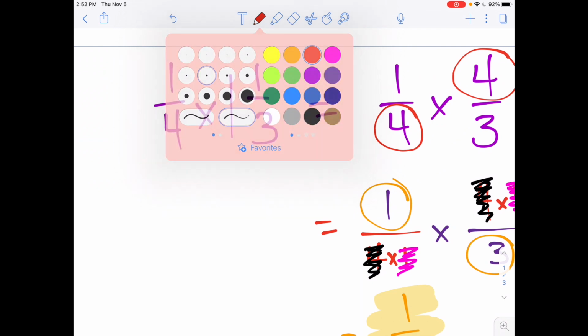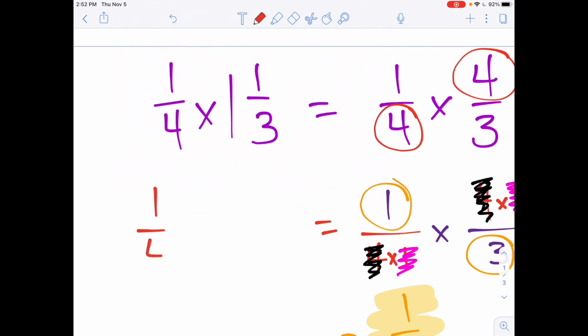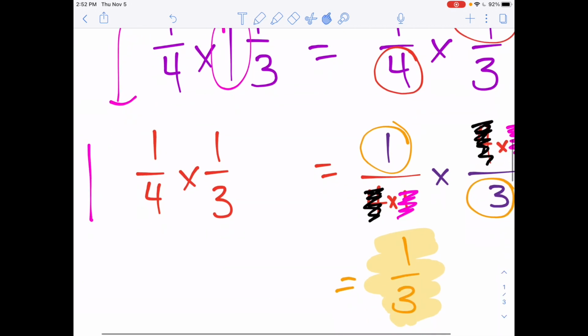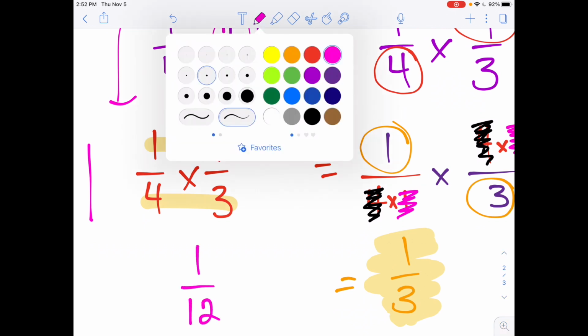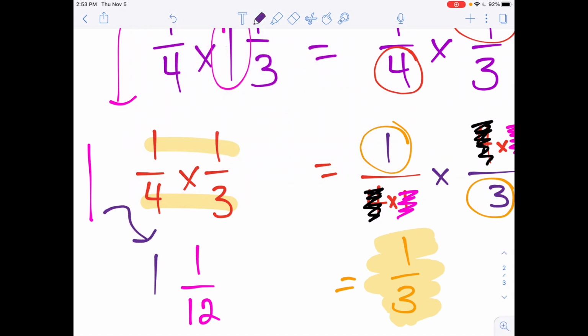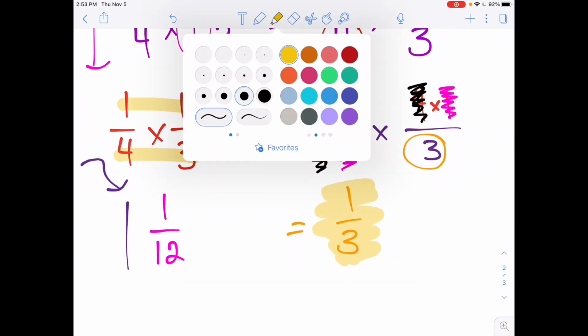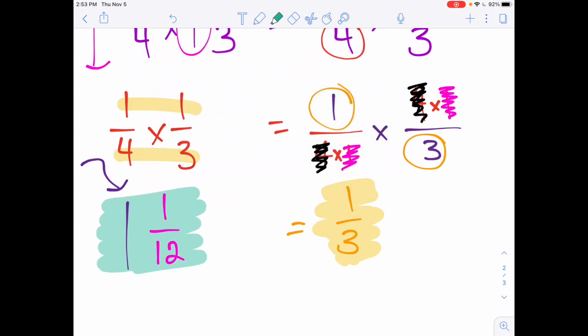So they rewrite it kind of like this. 1/4 times 1/3. And then they take this 1 and they just put it kind of out in front. Then they multiply across and they see that 1 times 1 is 1, 4 times 3 is 12, and then they bring down this 1 and put it in front. I want you to notice how different these answers are. On the left, I have the answer 1 1/12, and on the right, I have the answer 1/3.